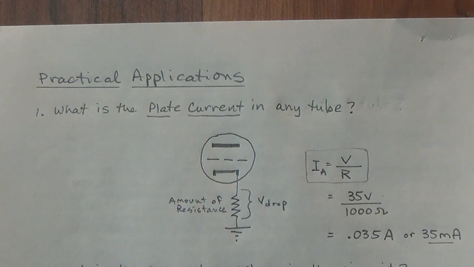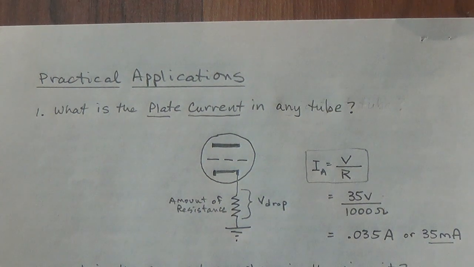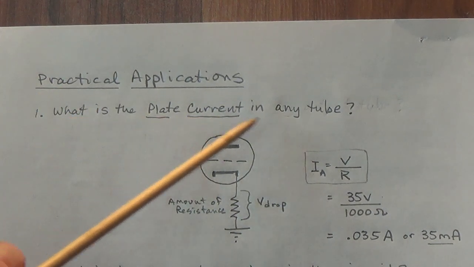Now, what makes all this worthwhile is we're going to discuss some practical applications. The older I get, the less time I have for just nonsense and theory. And I want things boiled down to what good does it do me to know this? So we're going to solve three different problems with an amplifier circuit. Number one is one I think we're familiar with. What is the plate current in any tube?